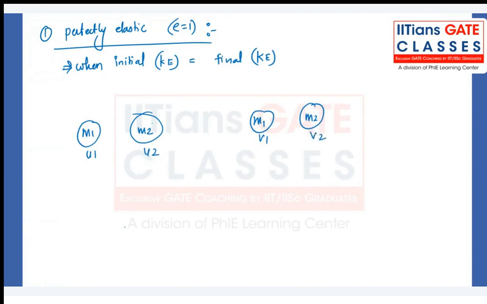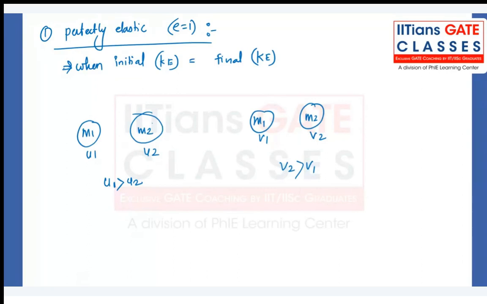So what is happening here? Try to understand. Suppose u1 is greater than u2. What should be the value of v2, which will be greater here? In that case, v2 will be greater than v1. Let me help you out with the complete equation so that you will understand. As you know, the momentum is conserved. The law of conservation of momentum we have studied before.